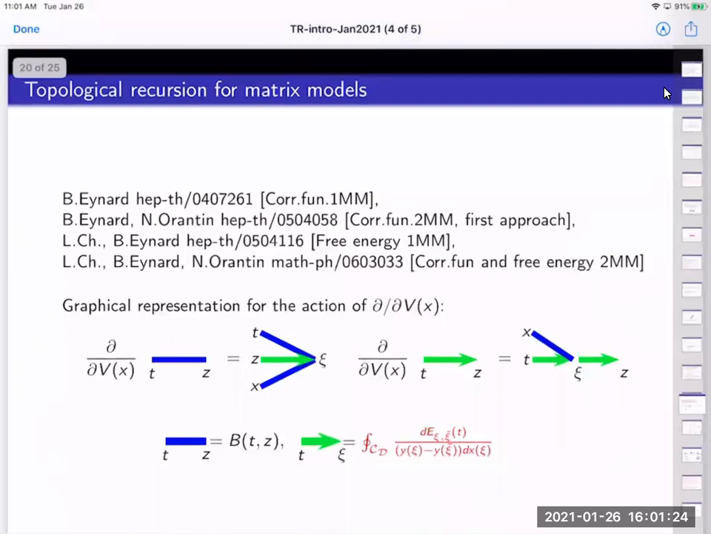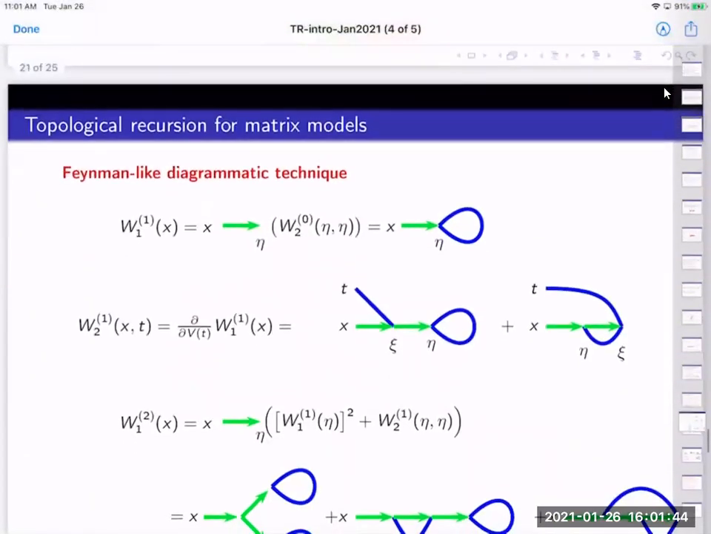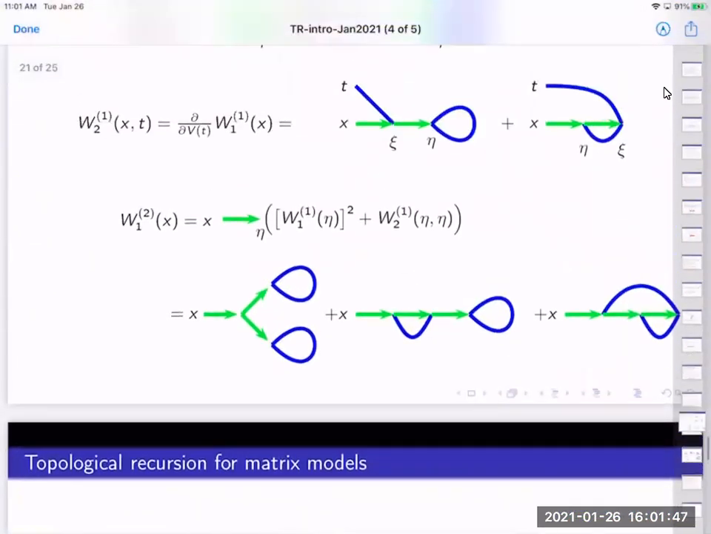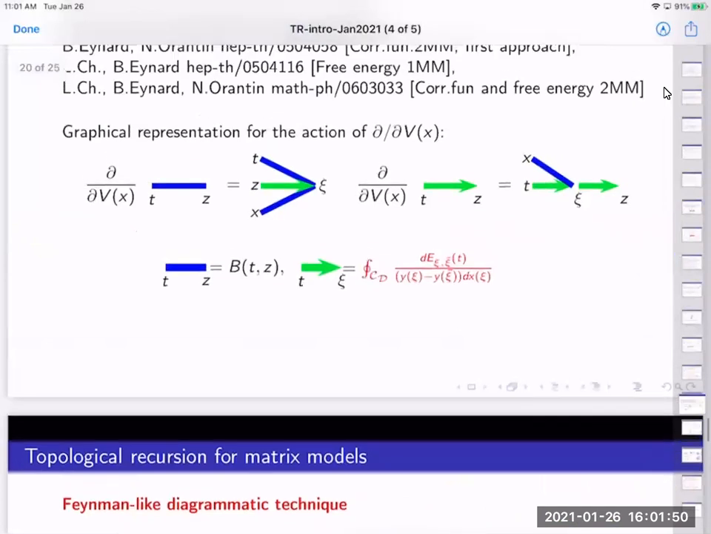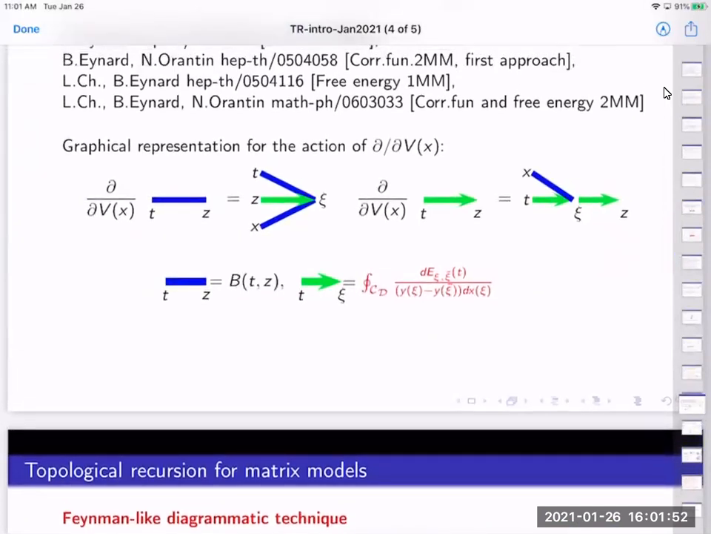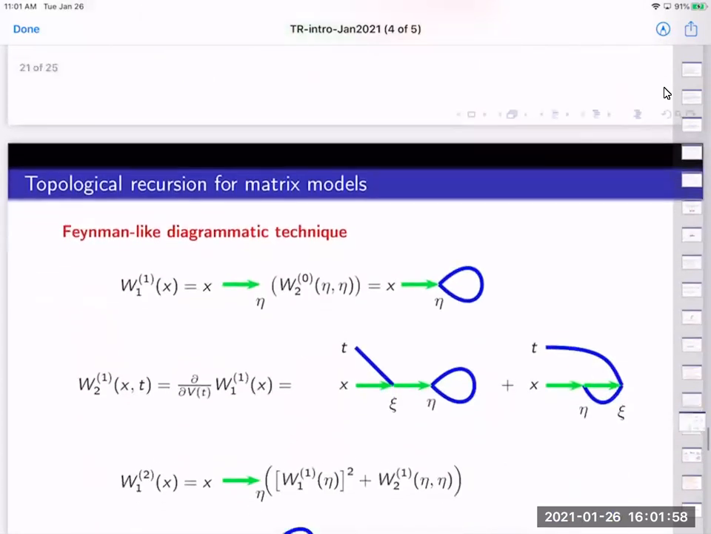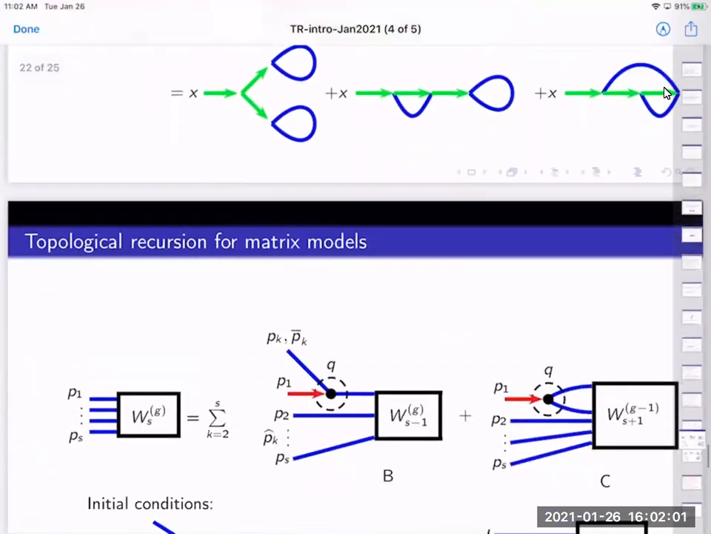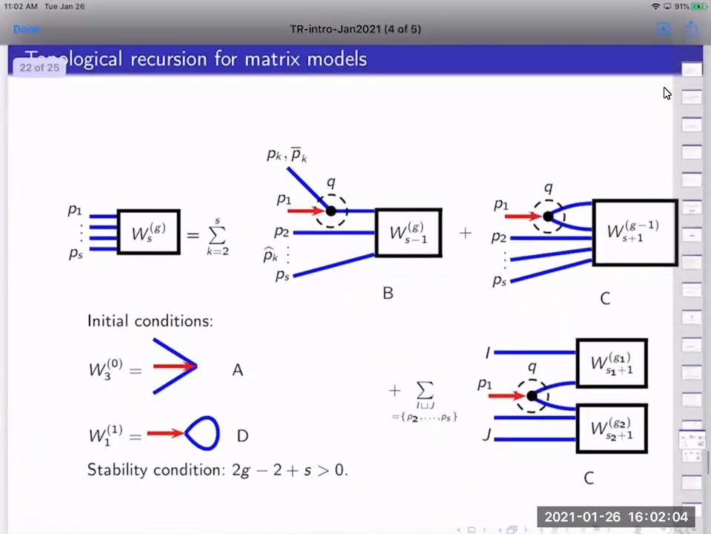So this is just to show there is some nice pictorial representation of this. So for instance, these green arrows indicate the corresponding recursion kernel. Blue lines are Bergman differentials. And this is an example of how the corresponding loop insertion operator acts on each of these terms. So at the end of the day, we can present this picture.